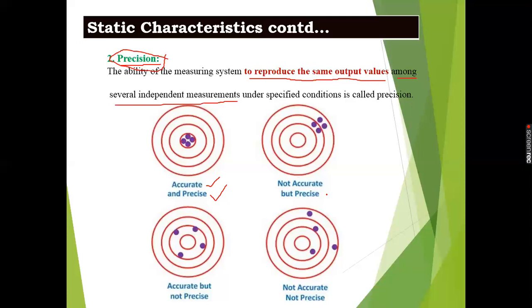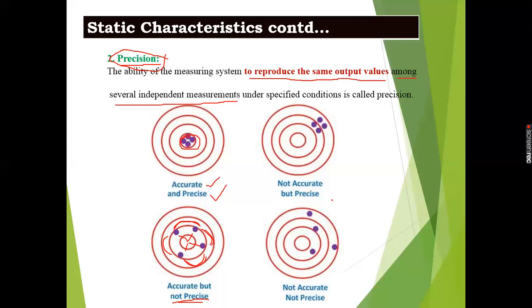Now coming to the next case. Here also you hit the target 4 times, but if you observe, you hit somewhat near to the target. So here I am considering this as accurate, but it is not precise. Why am I saying not precise? Here the distance between the hits is somewhat distant from each other. If you observe the first case, all 4 hits are nearby. But here you hit the target somewhat with distance like this. That's why I can say it is not precise.